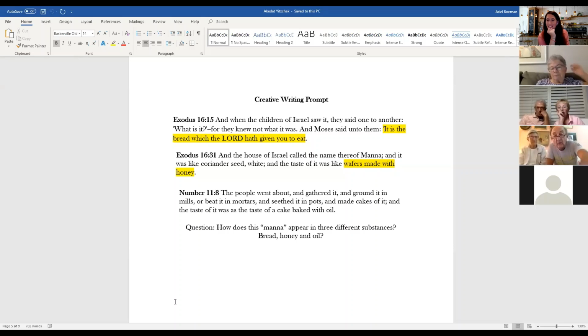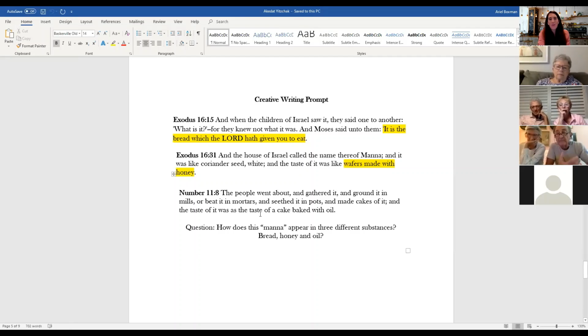Well, no, you had to work it. When you got the oil, you just didn't eat oil. You worked it. And up at the top, the first one with the bread, it says, it is the bread which the Lord has given you to eat. Eat. So here, you don't have to do anything. Just gather it up and eat it. Down at the bottom, you got oil. You got to work it. This is not a free ride here.